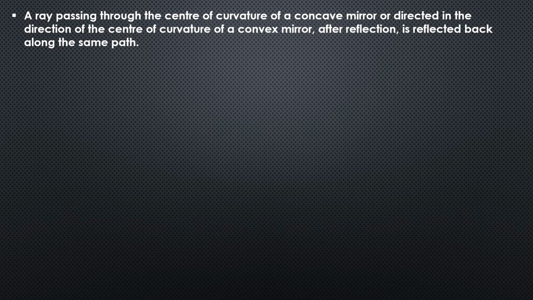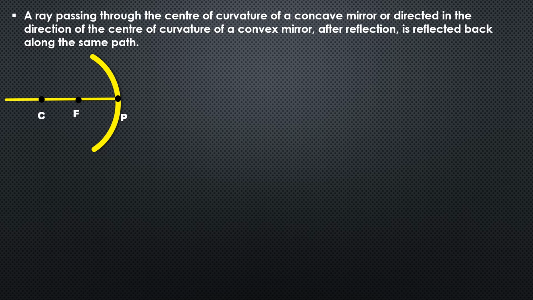Next we take rule 3. A light ray passing through the center of curvature of a concave mirror, or directed in the direction of the center of curvature of a convex mirror, after reflection is reflected back along the same path. We will see how it happens through a diagram. This is our concave mirror, with principal axis, pole, focus, and center of curvature.